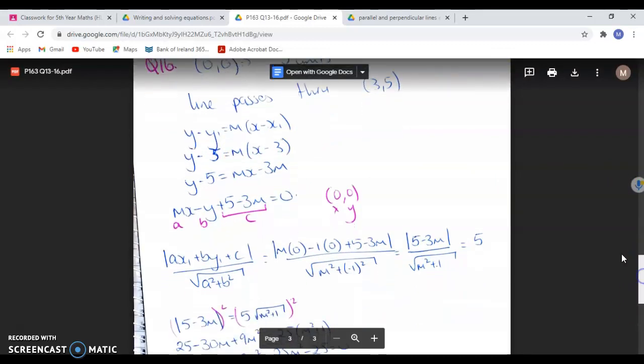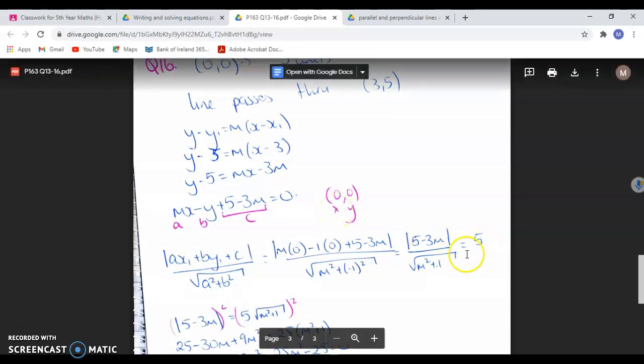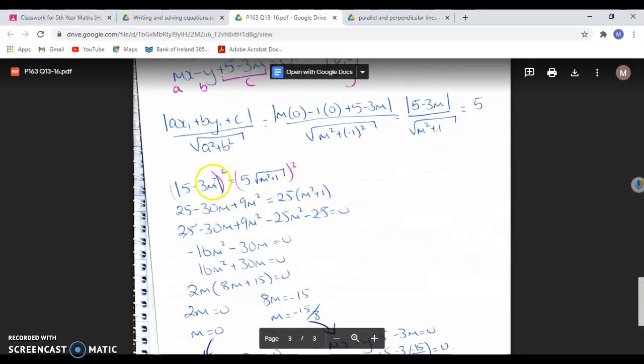Multiplying that out and bring everything over to one side. Whatever's with the x is your a, whatever's with the y is your b, and whatever does not have an x or a y is your c. Then this whole thing is your c. Your point is 0, 0 because it says the origin, and my distance is 5 units. So subbing everything into my formula again, and similarly squaring both sides.